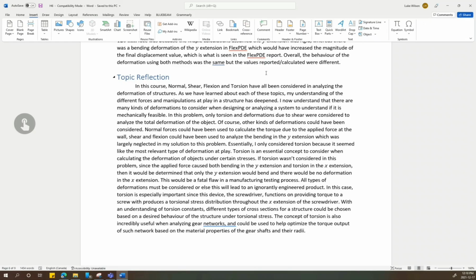Torsion was the most relevant deformation to consider in this problem because the applied force produced a moment which caused a torsional deformation in the x extension.